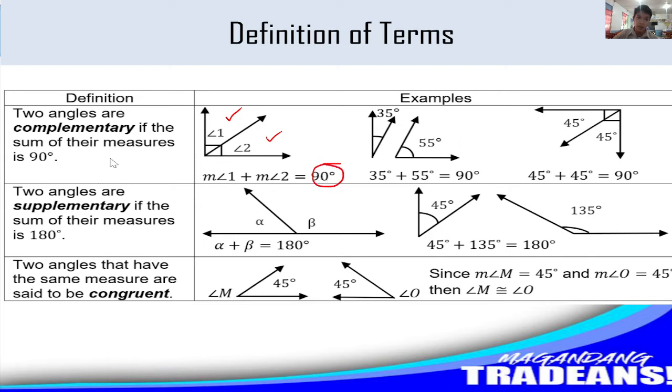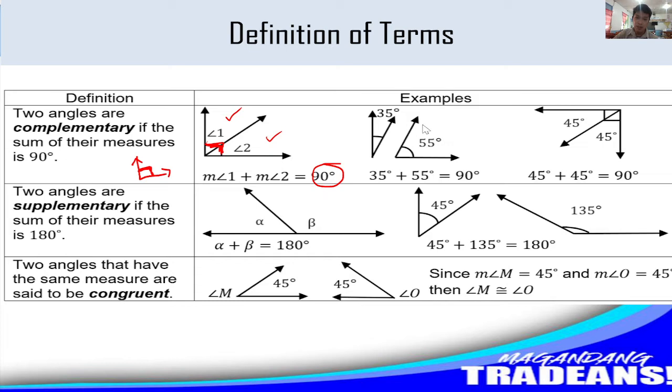Take note, we all know that the symbol of 90 degrees is this box. That is the symbol of 90 degrees. When a figure like this has a box in the middle, it means it is automatically 90 degrees. Therefore, you take two angles and add them, then the measure is exactly 90 degrees. And that is an example of complementary angles.